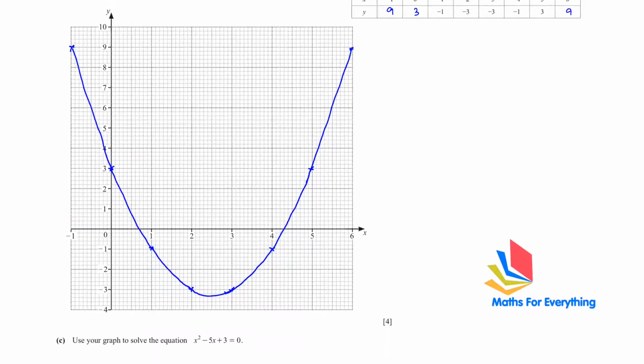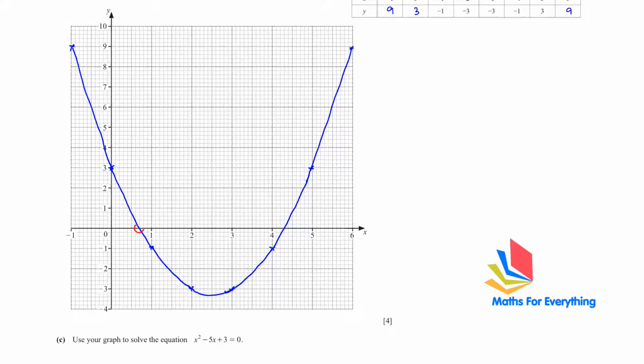Next part of the question. Use your graph to solve the equation x squared minus 5x plus 3 equals 0. Whatever number you have here after the equal, that is your y value. So if it was equal to 1, then we would have looked at when y is equal to 1. It's equal to 0. So where is y equal to 0? On the x-axis. We need to find the points where they cut the x-axis.